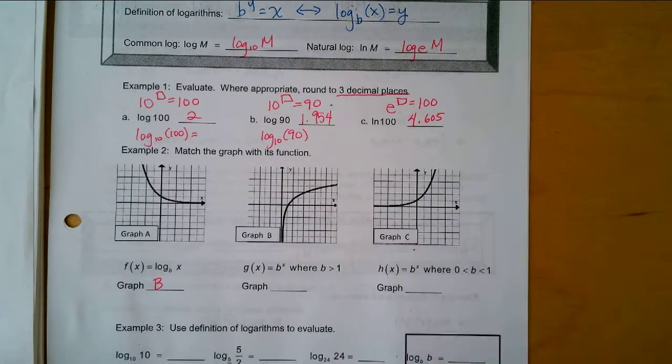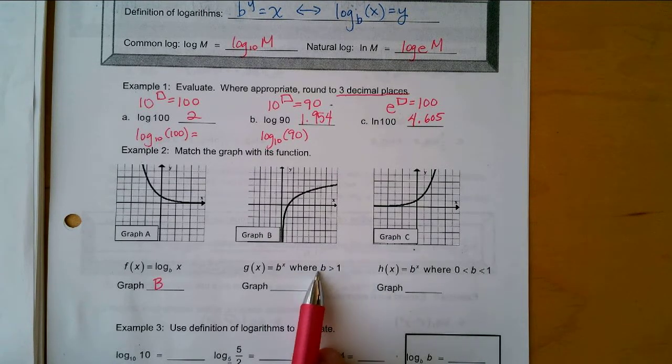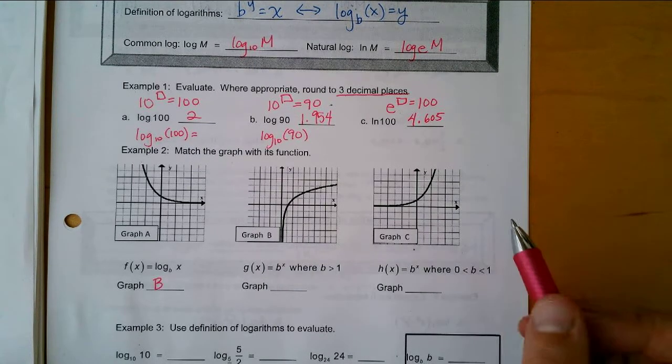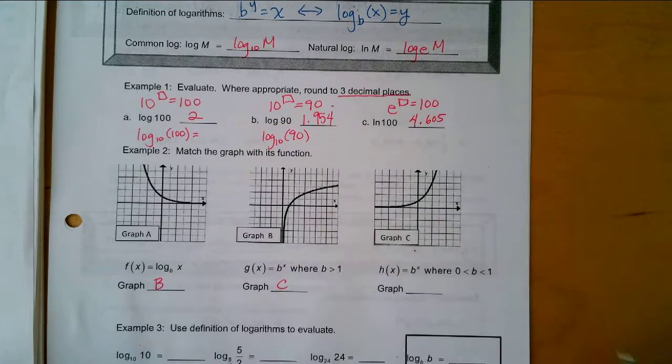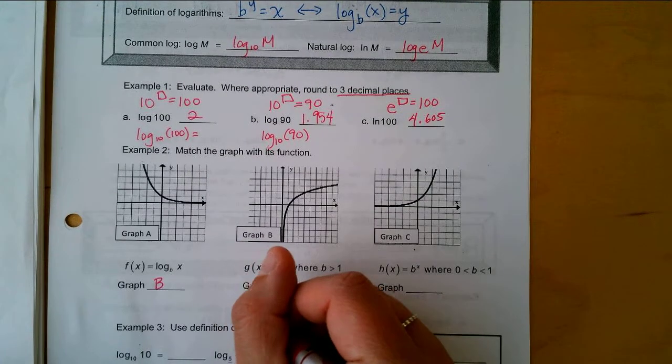And then what about this one, b to the x power? What kind of function is this if we have the variable in the exponent? Exponential. And they're saying that the base is greater than 1. So is that going to be exponential growth or exponential decay? Growth. And which one of these has exponential growth? C, good. And then the last one, well, process of elimination, right? But this one that we call exponential growth.